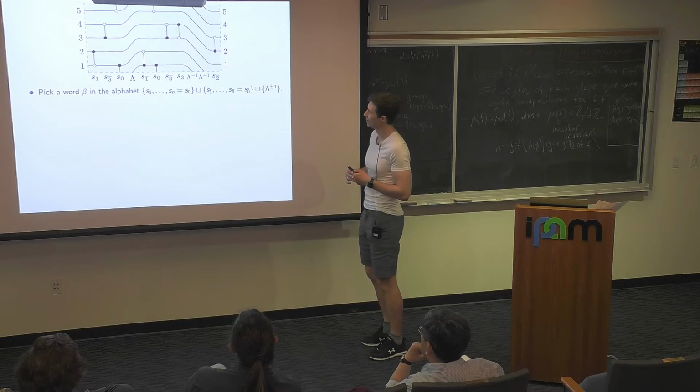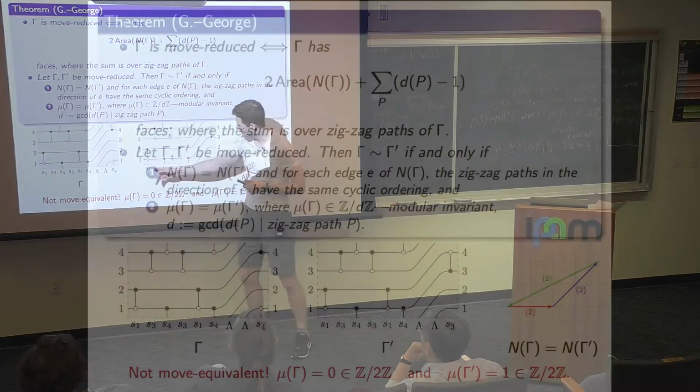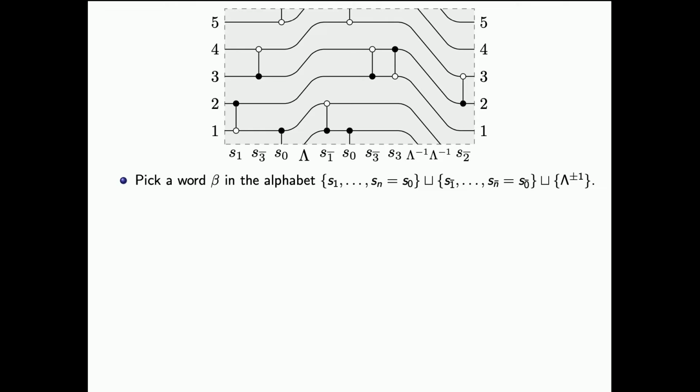So you look at these pictures, you see that I put some kind of words here. So let me explain how this relates to affine permutations. So basically, let's say you pick any word in this alphabet, right? So you have two commuting sets of generators, SI and SI bar.